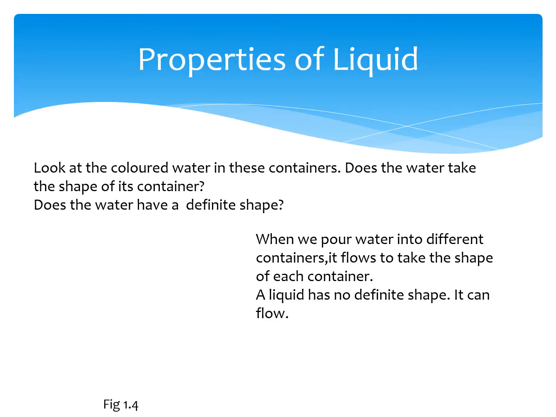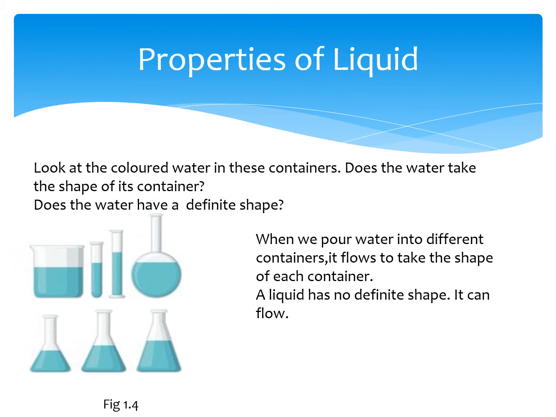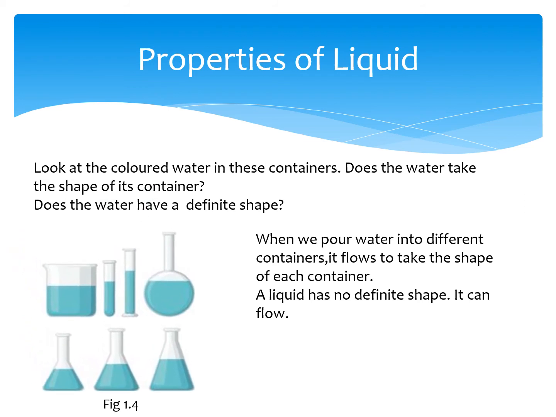Now we will come to the explanation of the second state of matter, that is properties of liquid. Look at figure 1.4. You can see colored water in these containers. Does the water take the shape of its container? Does the water have a definite shape? When we pour water into different containers, it flows to take the shape of its container. A liquid has no definite shape.